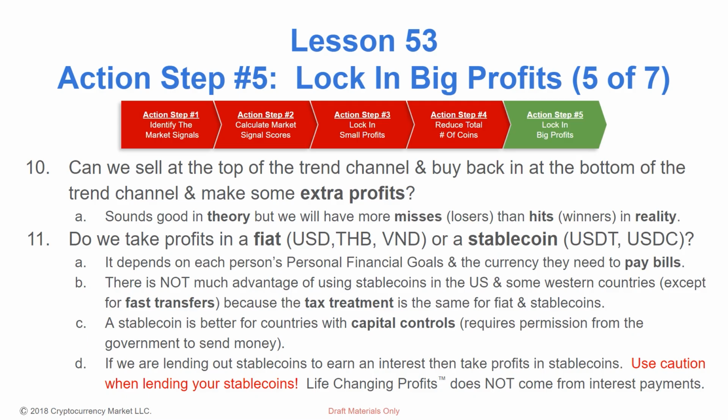If we are lending out stablecoins to earn interest, then take profits in stablecoins. Be careful when you lend your stablecoins out, because Bitcoin has averaged about 200% gain a year since it came out onto the market. When you give your stablecoins or your Bitcoins to lend out for interest payments, and you're getting 1%, 2%, or 7% or 8% a year, you have to ask yourself, is that worth it?